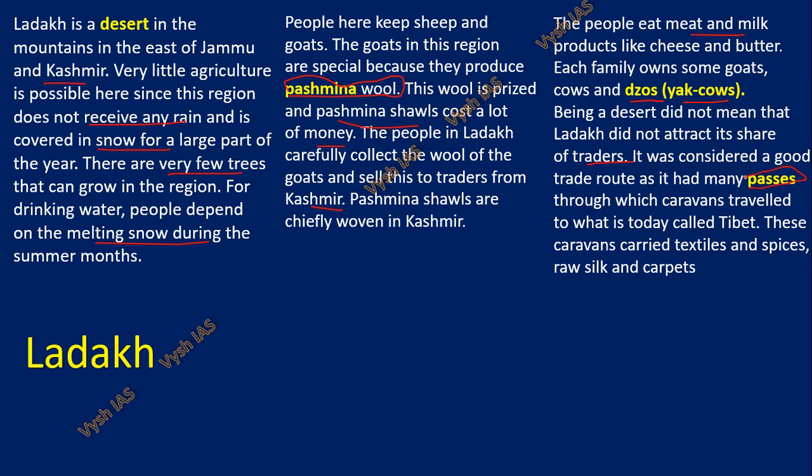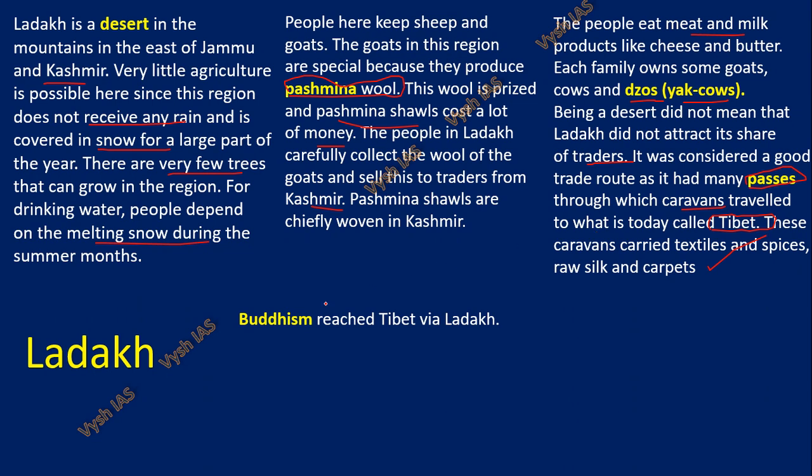Mountain passes are another favorite area of UPSC where a lot of questions come. A lot of passes are there, and in our test series, with pictures, I've explained all this. Through these, caravans traveled to what is today called the Tibet region. Tibet, you know, is an autonomous region under the control of China now, just above the Nepal region. These caravans carried textiles and spices, raw silk and carpets. All this trade used to happen from the Ladakh region.